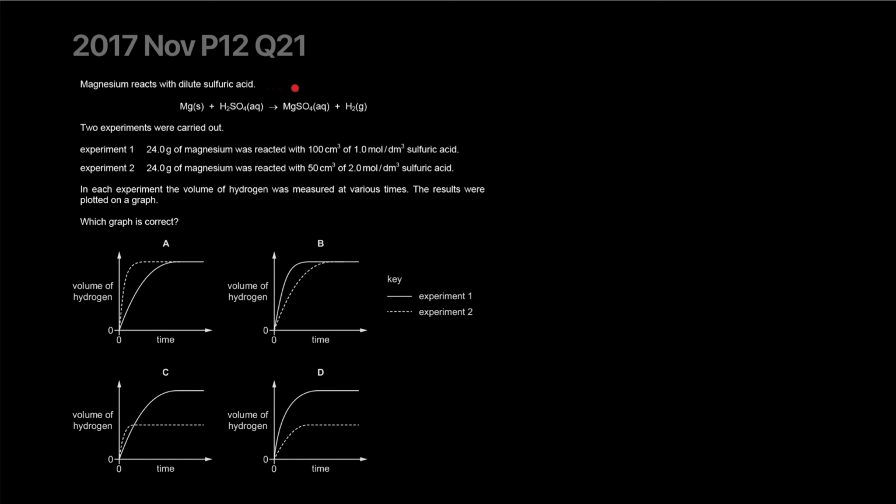Magnesium reacts with dilute sulfuric acid. 2 experiments were carried out. 24 grams of magnesium, so 1 mole of magnesium, easier to say, easier to think. 1 mole of magnesium was reacted with 100 cm³ of 0.1 mole, right? Again, 1 mole, 50 cm³ of 0.2. I'm going to bet the moles are also 0.1 because you're doubling the concentration but halving the volume, so the moles remain the same. But it's more concentrated, so the reaction will be faster but reach the same height. That makes sense because the reactants and the products are the same amount. Which graph is correct?